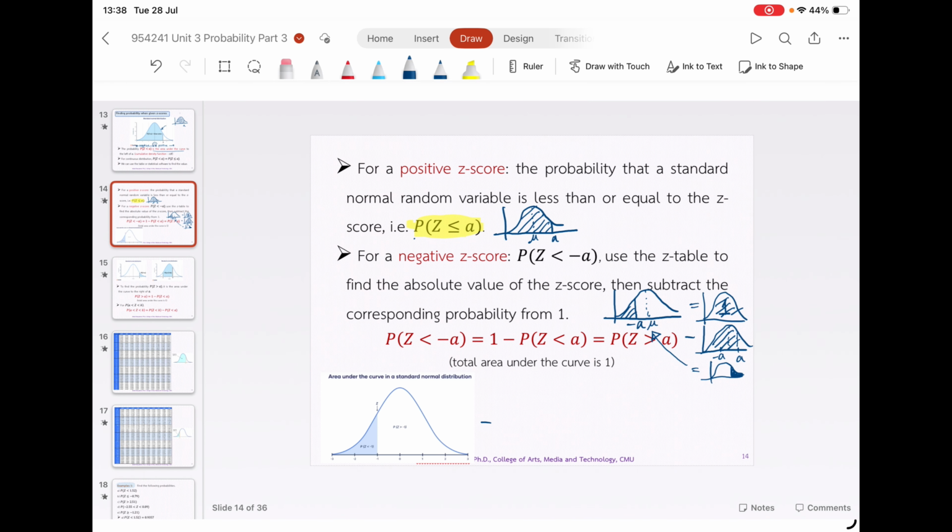So again here, I write it down nicely. The whole area here is 1. The probability is 1 minus this. See, this gives you the shaded area, the probability when Z is less than minus A.